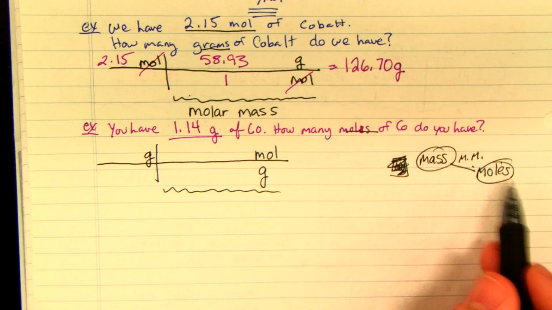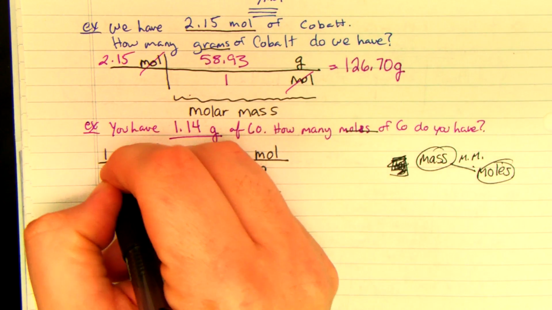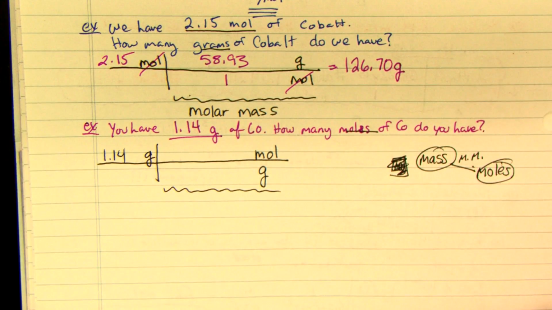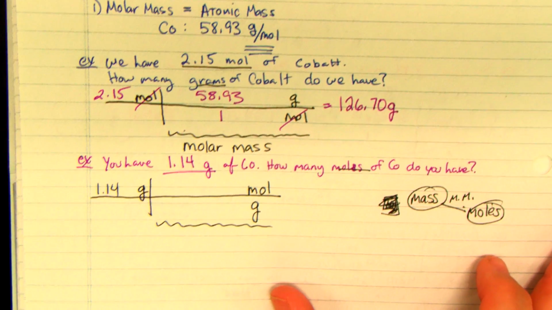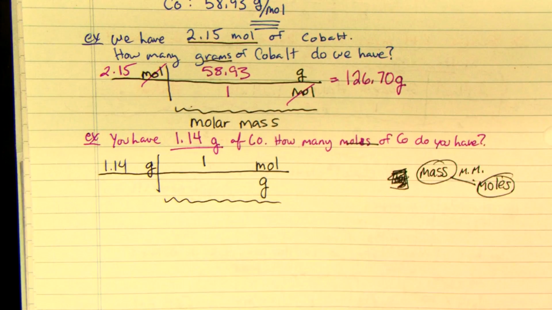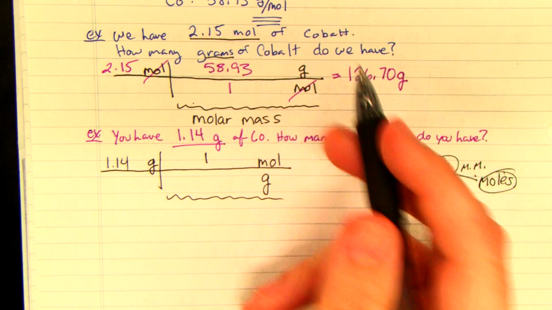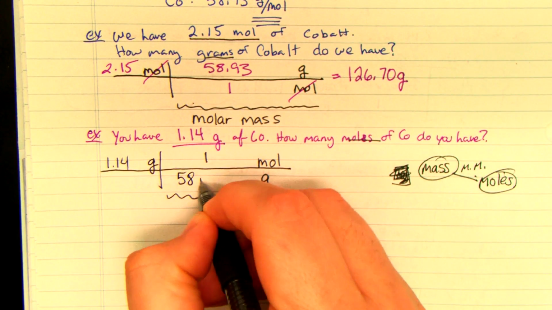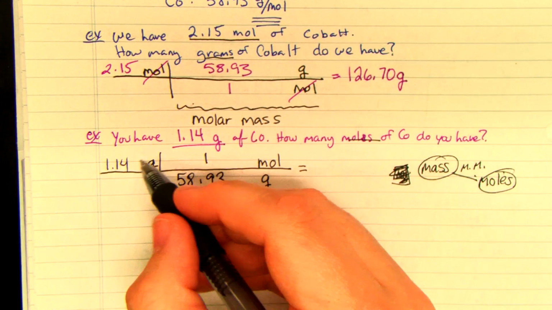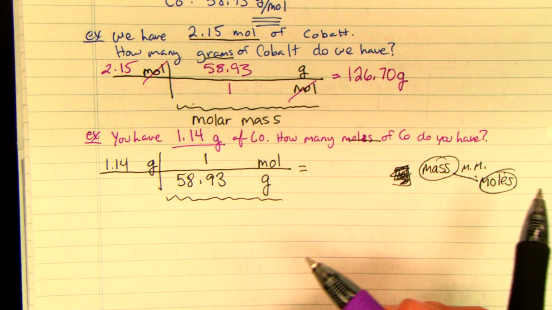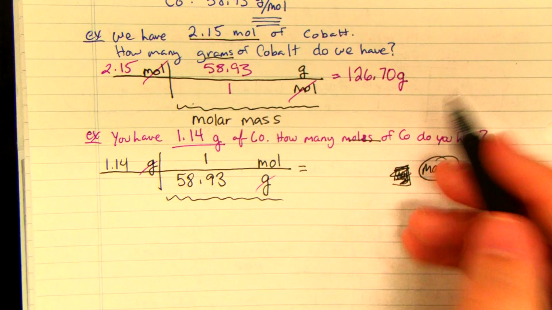So we have to use molar mass. I know I have 1.14 grams, and we know what the molar mass is. The molar mass is 58.93 grams per mole. So there's 1 mole. Mole always gets 1. And then the grams is going to be the molar mass, which is 58.93. Now, what happens to the grams in the unit analysis? They divide out, and I'm left with moles. So let's actually do the math.